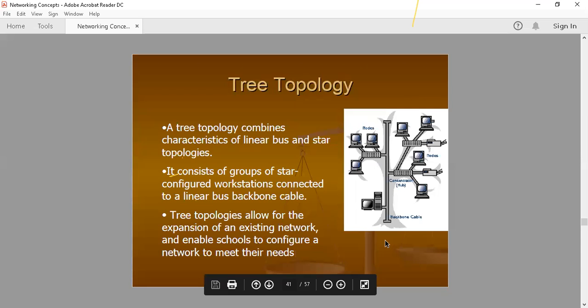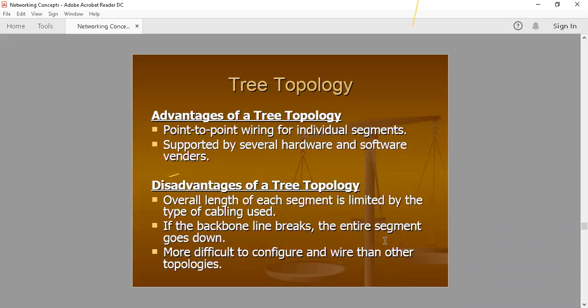Tree topology allows for the expansion of an existing network and enables schools to configure a network to meet their needs. Tree topology is nothing but a combination of two or more networks into one. Advantages of a tree topology. Point-to-point wiring for individual segments. Supported by several hardware and software vendors.